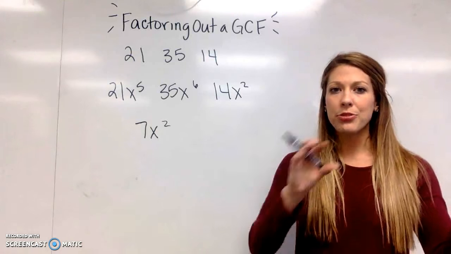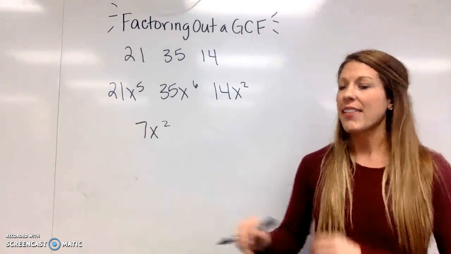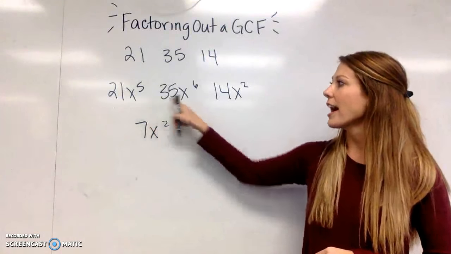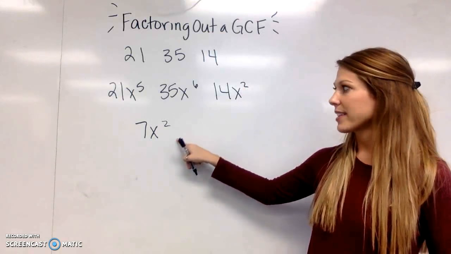7 comes from the numbers 21, 35, and 14, and then the x squared comes from they all have an x, and the smallest amount of x's that any of them had was an x squared. So that's how we got that exponent.